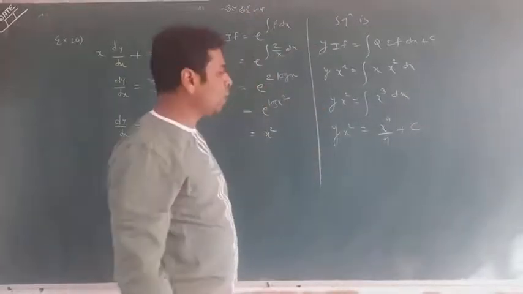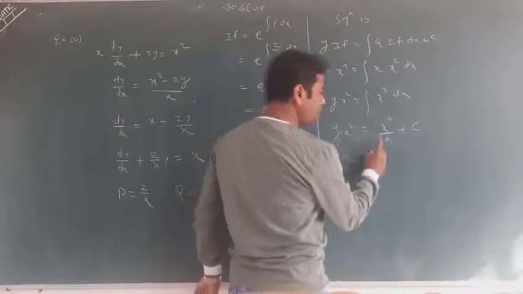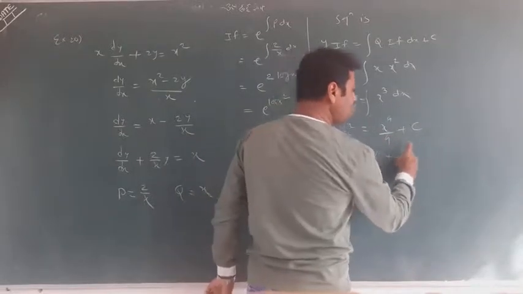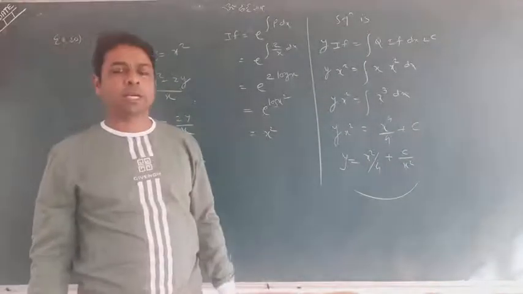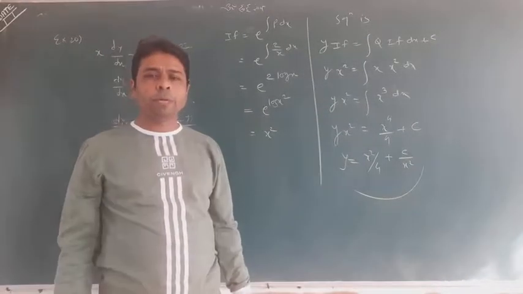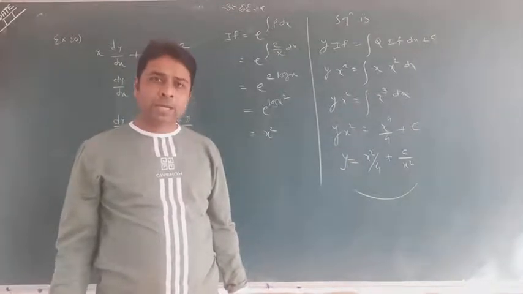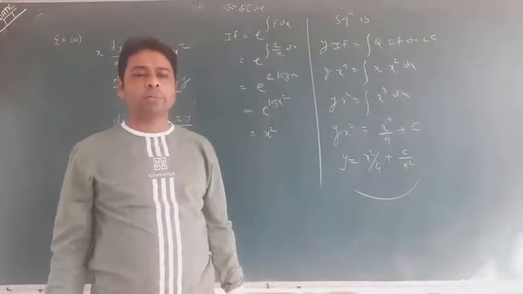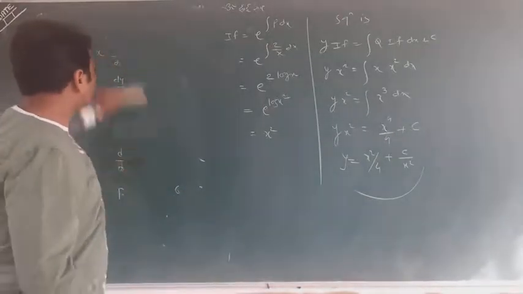This is the answer. You can divide by x square. It will be y equals x square upon 4 plus c upon x square. It will be your answer. You have divided by x square. This is the answer. So I don't think it is a problematic method. First you will identify and recognize what kind of question it is and by which method it can be solved. So the question will be easy for you.